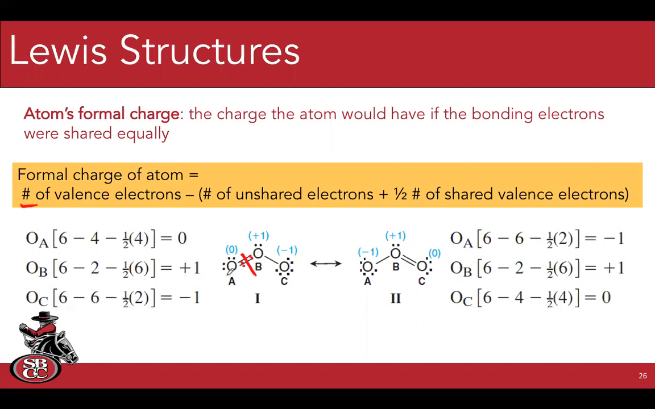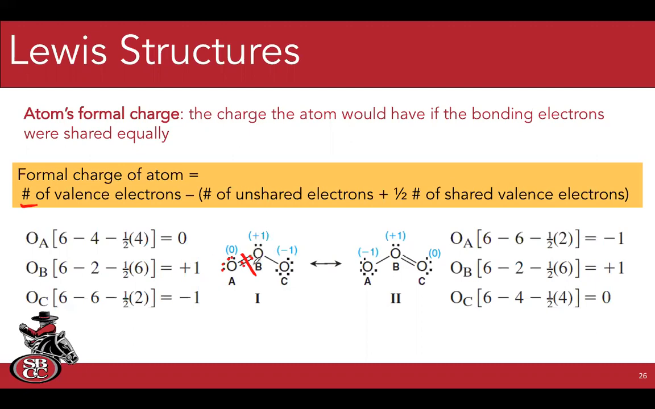So for this resonance structure, atom A should have 6 electrons, and it has 1, 2, 3, 4, 5, 6. So 6 minus 4 minus 1/2 times 4, which is 2. So 6 minus 6 is 0. That means it has the environment that it expects. It has a formal charge of 0.